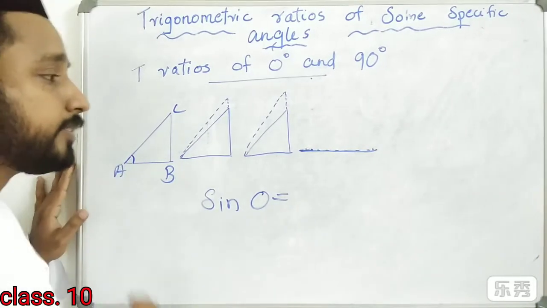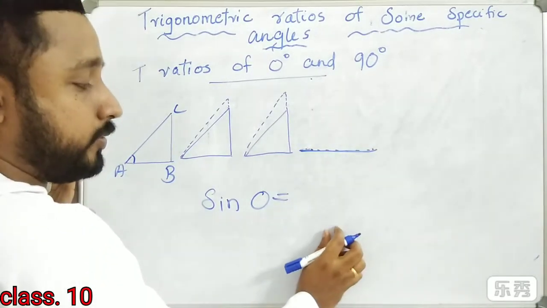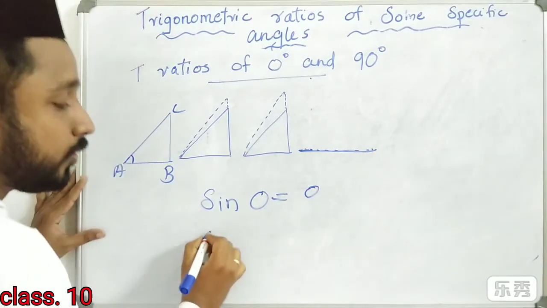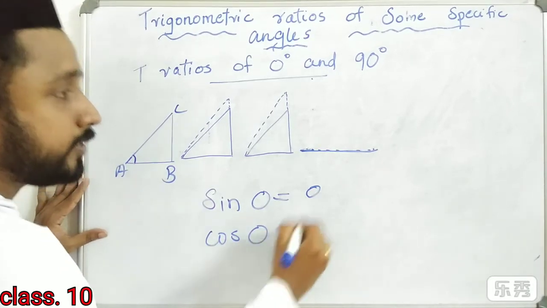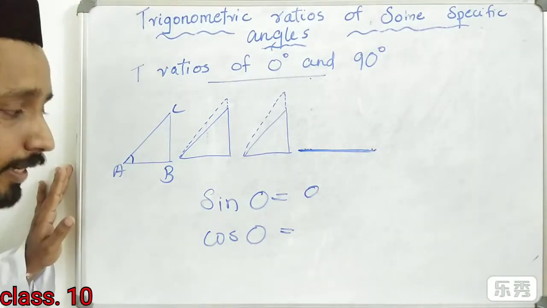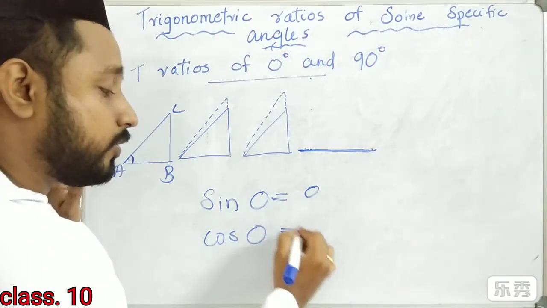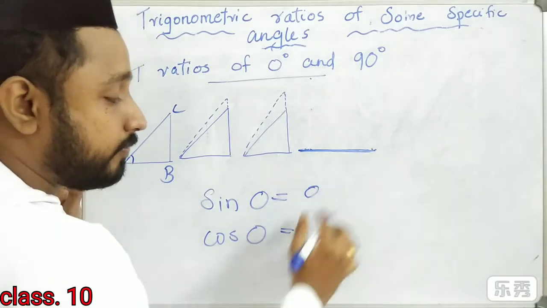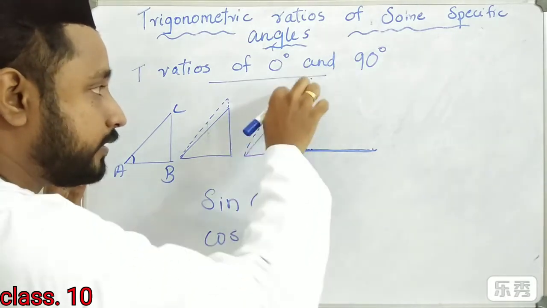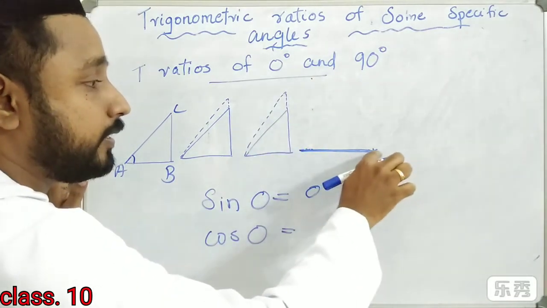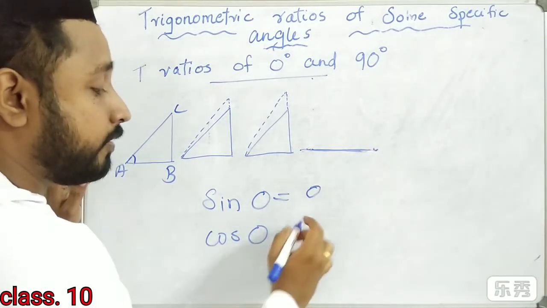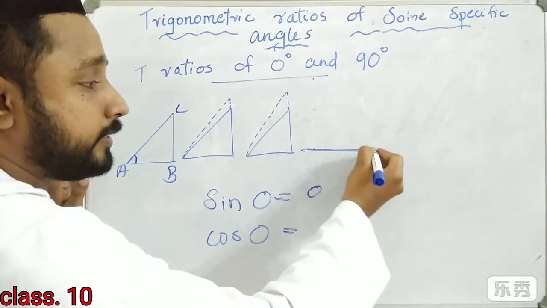So sin 0 means opposite side by hypotenuse. So sin 0 is 0. And cos 0: these two sides will be equal. Both are equal, therefore that will become adjacent side by hypotenuse. This is the hypotenuse. This changes into the same initial line. Therefore, both are equal. Therefore, cos 0 is equal to adjacent side by hypotenuse.